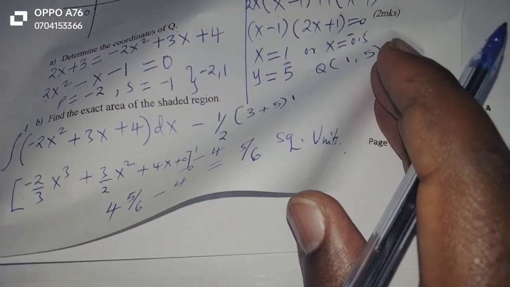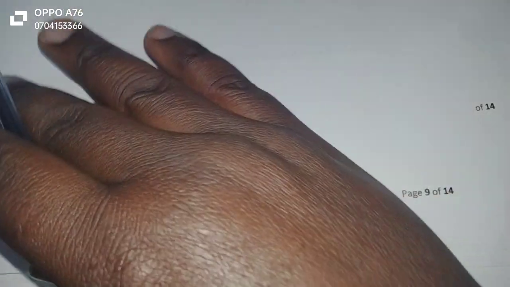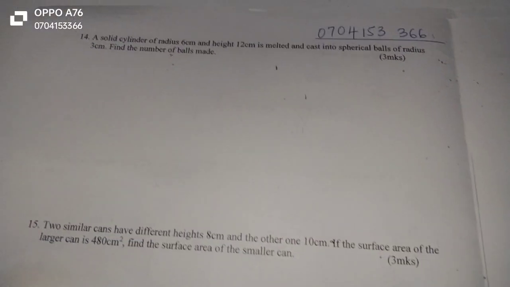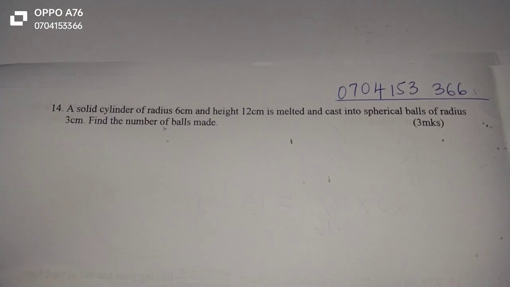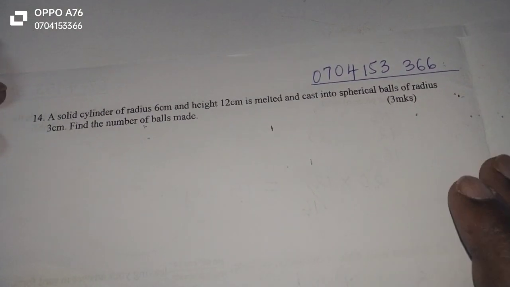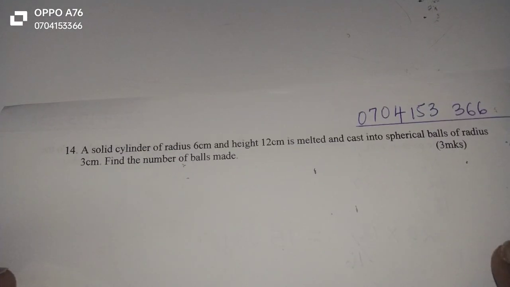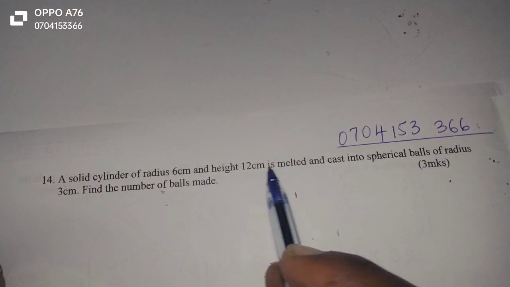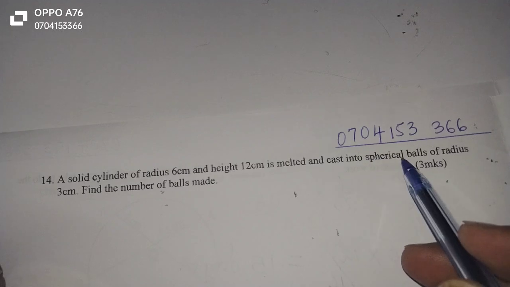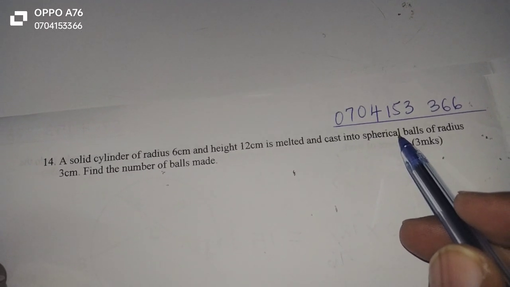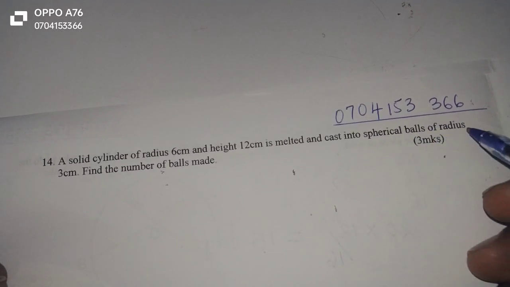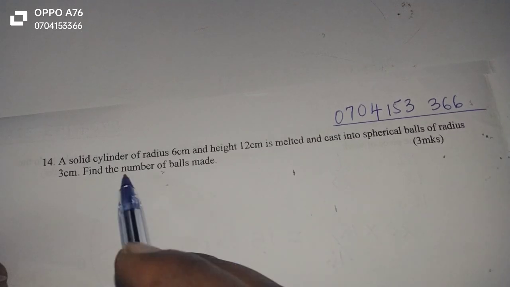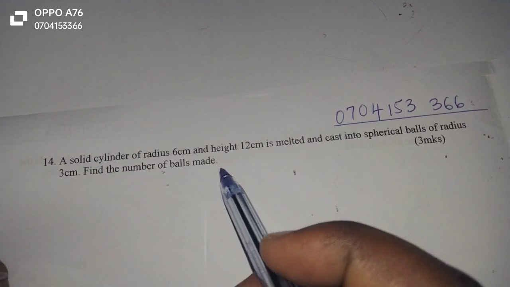So let's wind up with the paper. We're now going to number 14. Number 14, we are told a solid cylinder of radius 6 centimeters and height 12 centimeters is melted and cast into spherical balls of radius 3 centimeters. Find the number of balls.